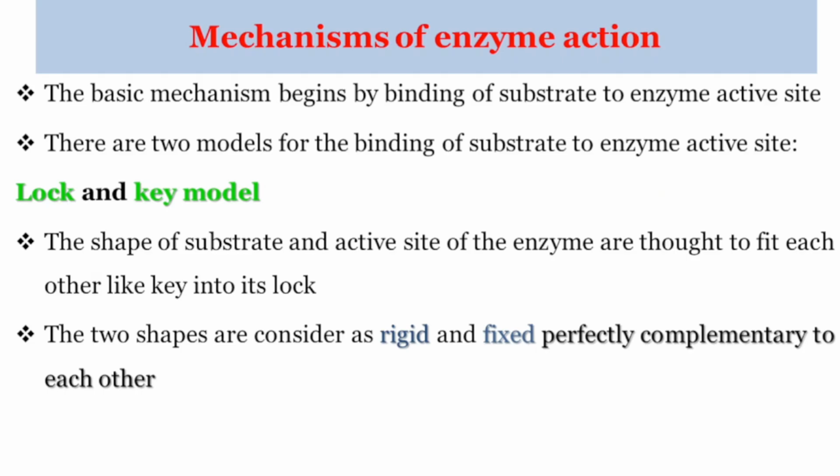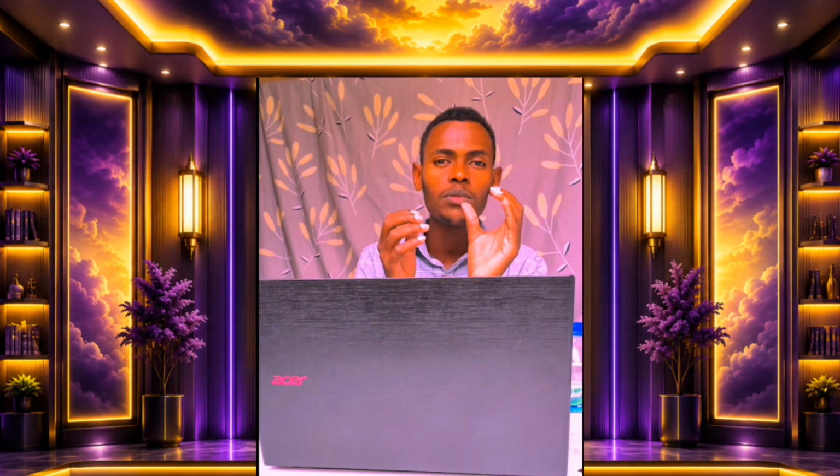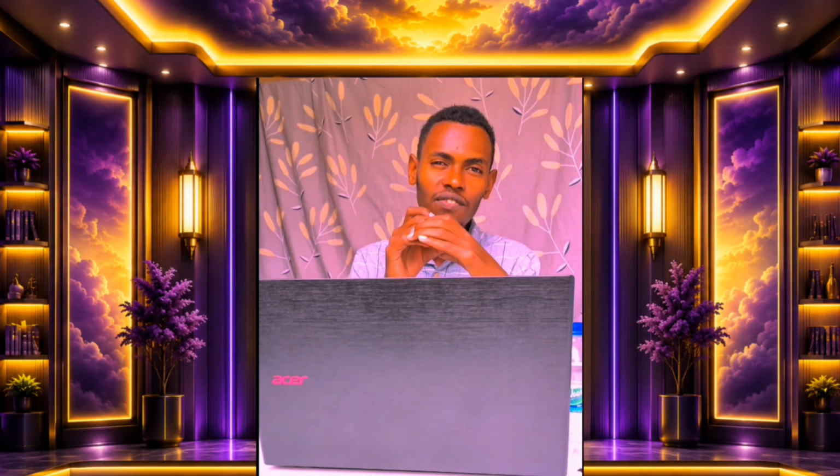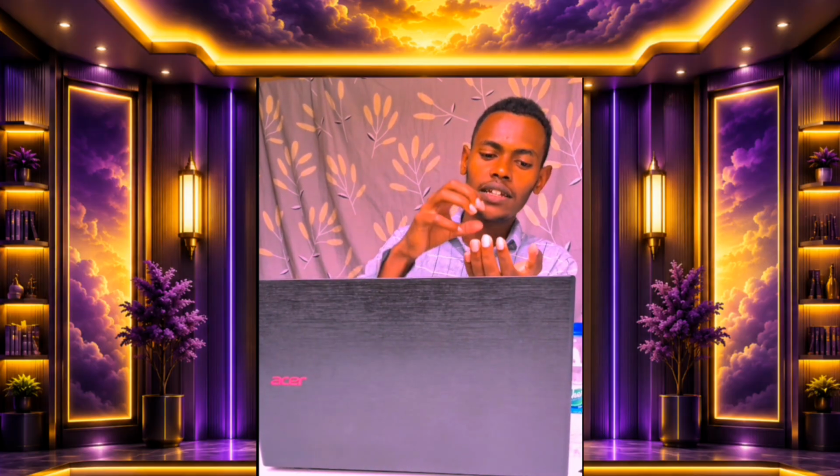Mechanisms of enzyme action. There are 2 models of how enzymes bind to the active site: the lock and key model and the induced fit model. The lock and key model says the shape of the substrate and the active site of the enzyme fit each other like a key into its lock. The shapes are considered rigid and fixed, complementary to each other. So the only substrate which can fit that enzyme is the one with the complementary shape, like a key into the lock.